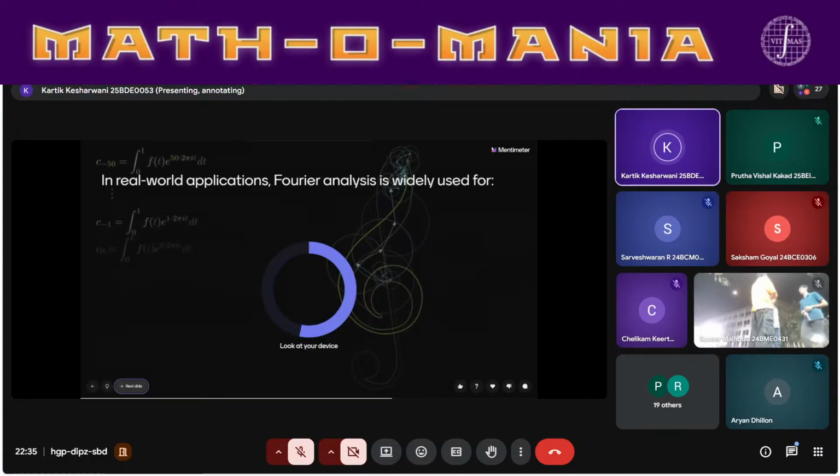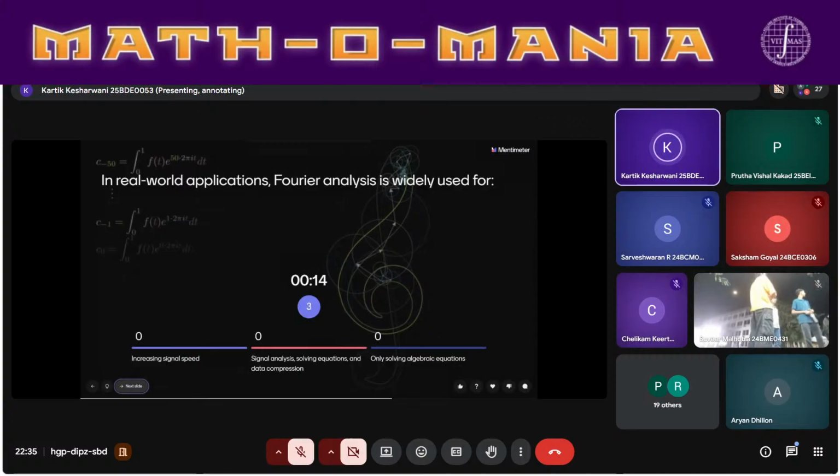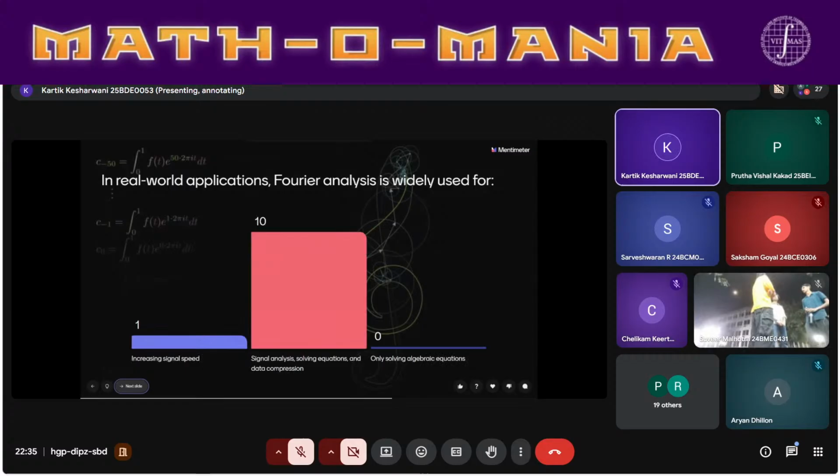In real-world applications, Fourier analysis is widely used for increasing signal speed, signal analysis, solving equations and data compression, only solving algebraic equations. And the answer is signal analysis, solving equations and data compression.